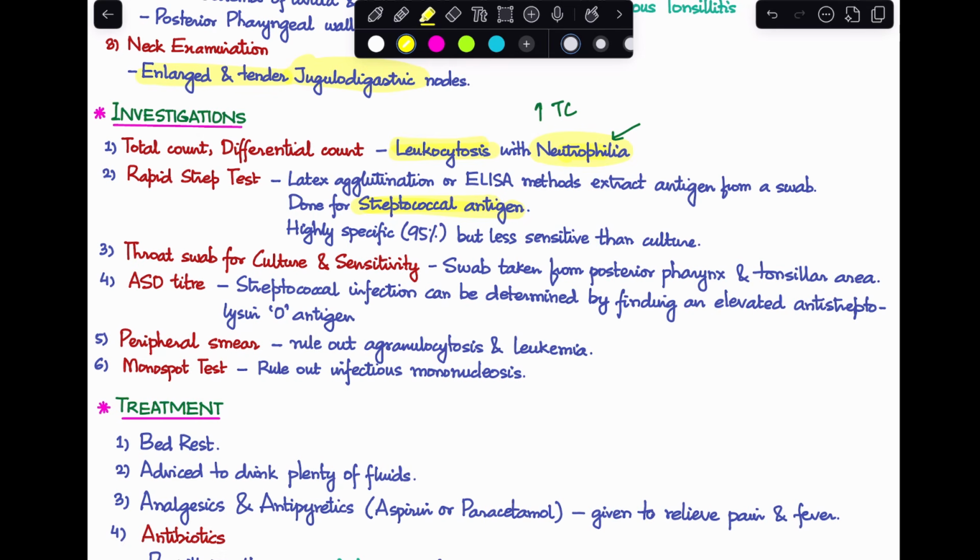And you can do a peripheral smear in case the patient is not responding, to rule out agranulocytosis and leukemia, and a monospot test can rule out a case of infectious mononucleosis. So these are the investigations required. Mostly we do it in patients who are not responding to treatment.